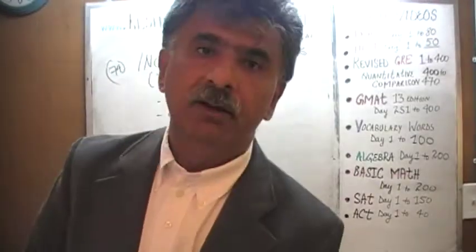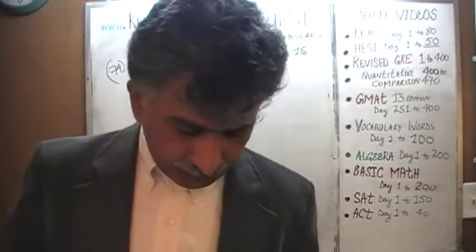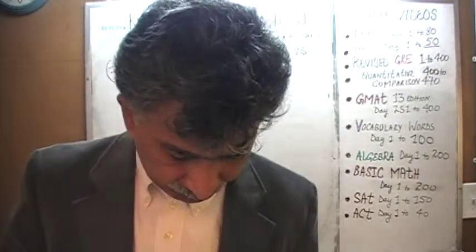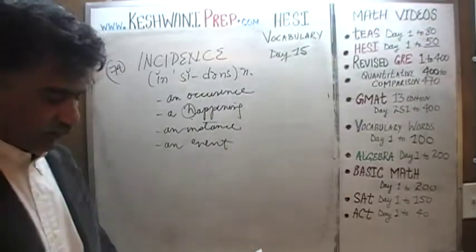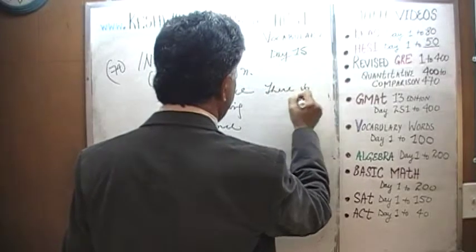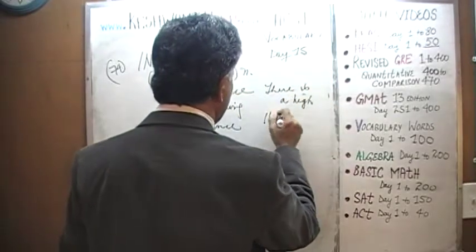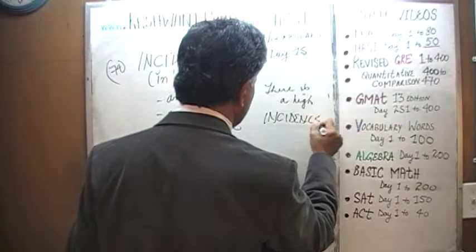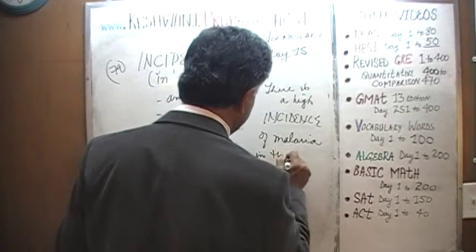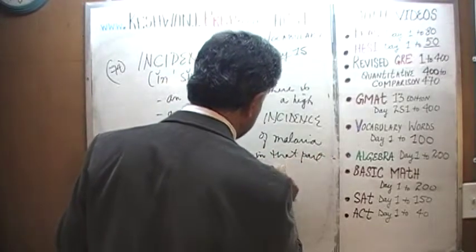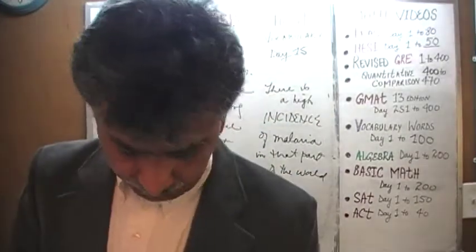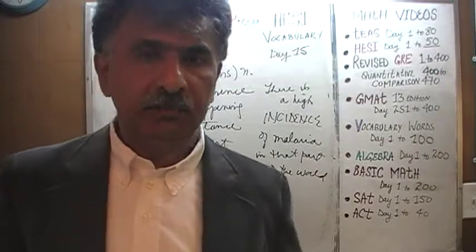An incidence is simply an event, an occurrence, a happening. An event, as I said, an occurrence, something that happens. For example, we might say that there is a high incidence of malaria in that part of the world. Whatever the part of the world that we're talking about, there seems to be a very high incidence of malaria in that part of the world.